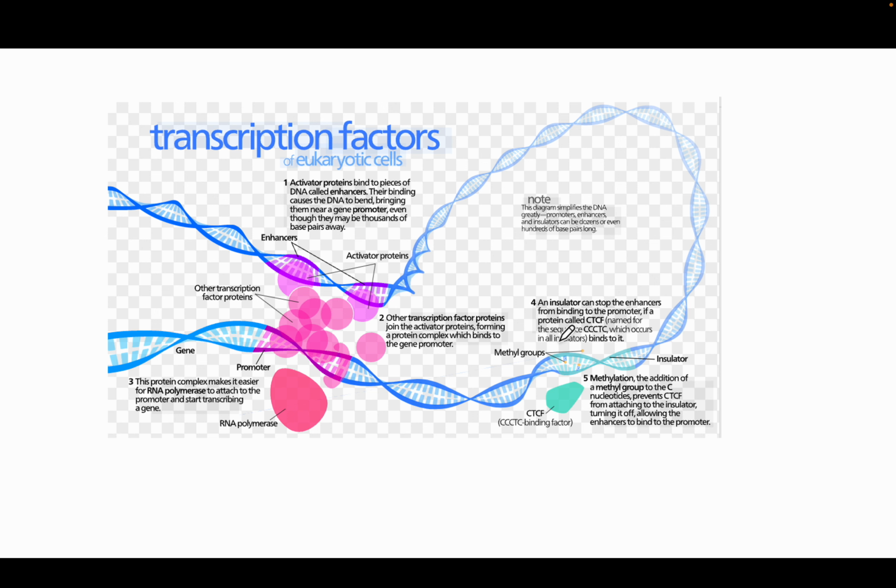Now some other epigenetic modification can happen, like methylation, the addition of a methyl group to cytosine nucleotides. It prevents CTCF from attaching to the insulator. If CTCF does not attach to the insulator, then the insulator is turned off, allowing the enhancers to bind the promoters. Then the enhancer will bind to the promoter and enhance transcription.